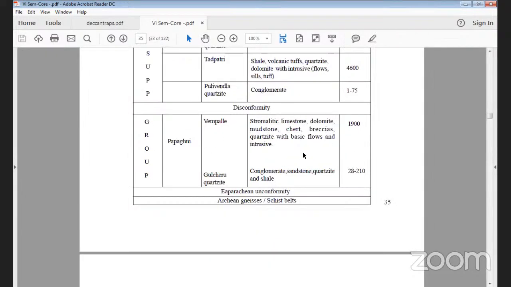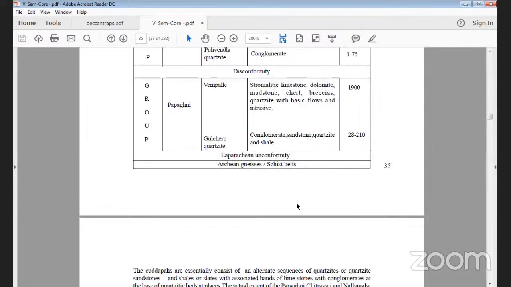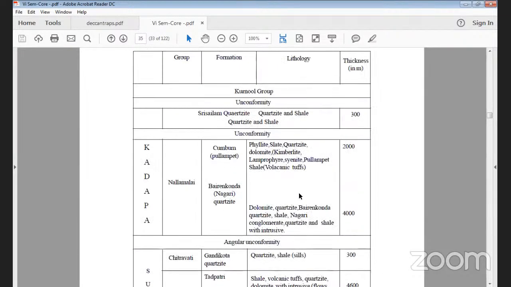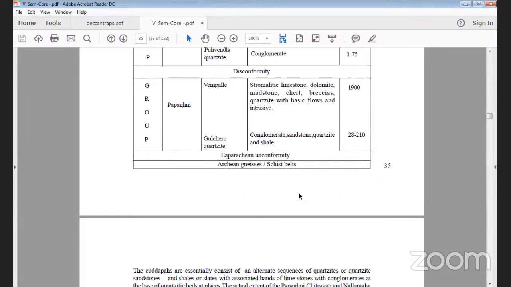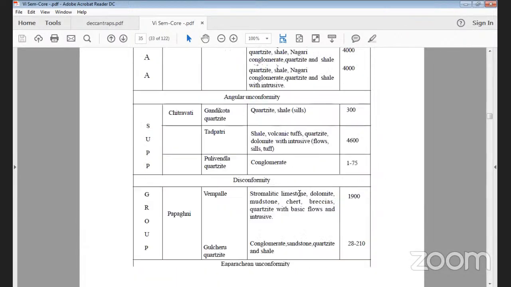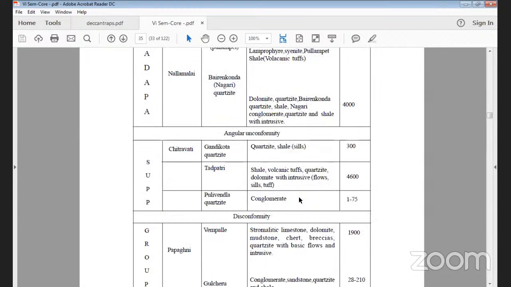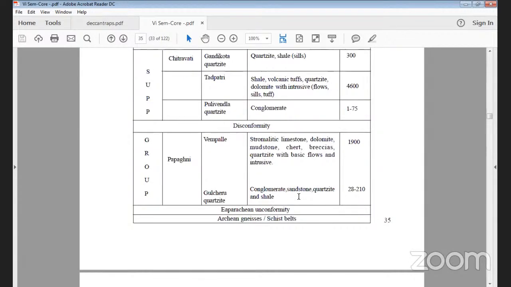We go from the bottom up. There is the Eparchaean unconformity, located between the Archean schist belt and the Papaghni group. The Papaghni group is divided into two formations: the Gulcheru formation and the Vempalli formation.